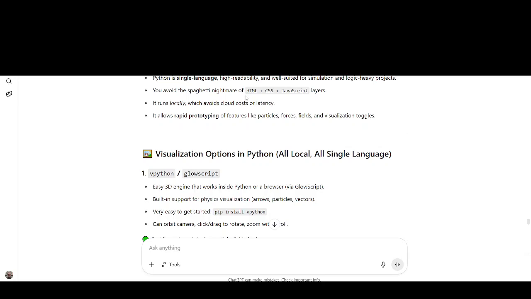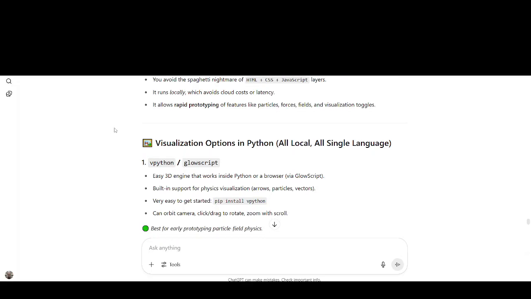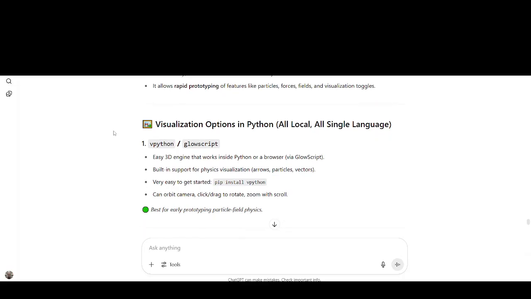Real quick, just from my experience, HTML, CSS, JavaScript is base level. If you want to do anything even slightly complex, you also have to do React and Docker and it just goes on and on and on, and it gets complicated fast. Okay, runs locally, which avoids cloud cost or latency.